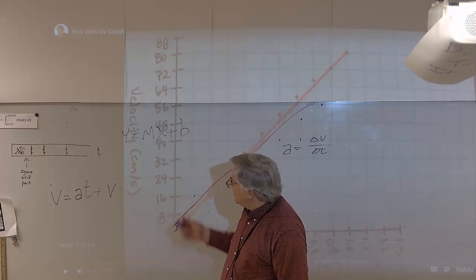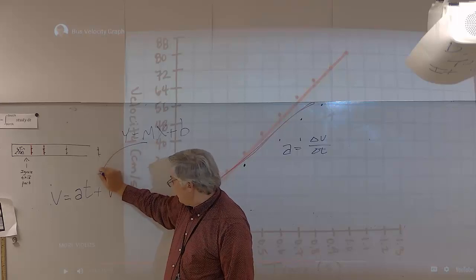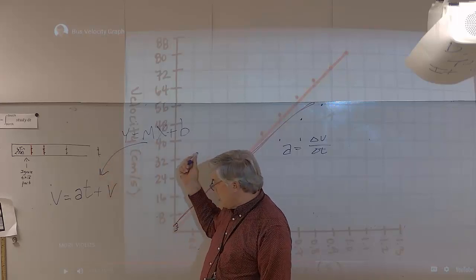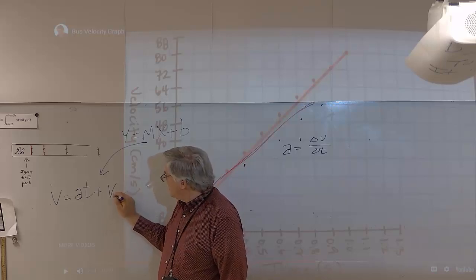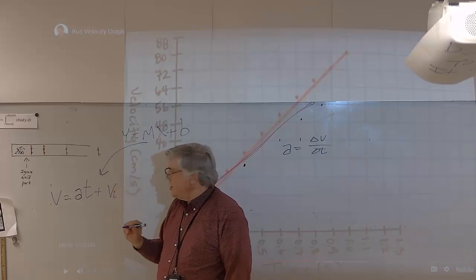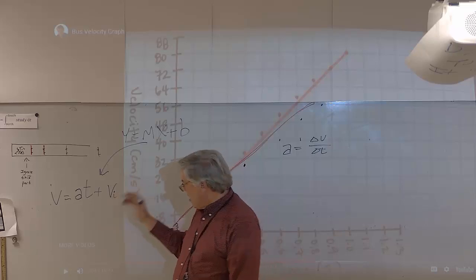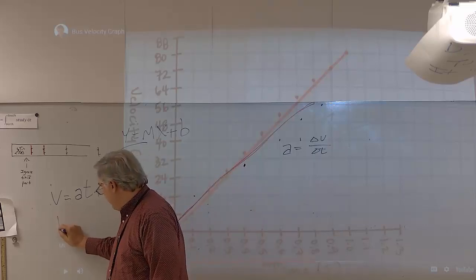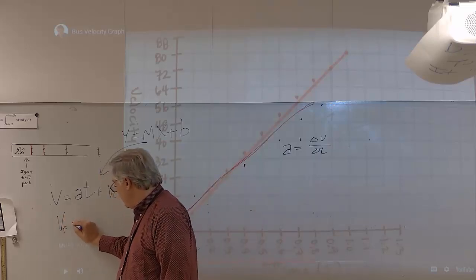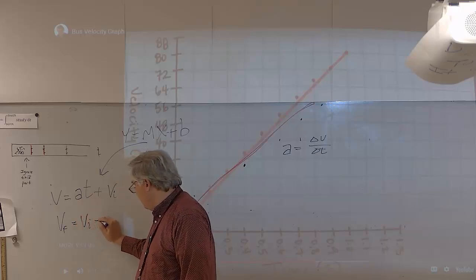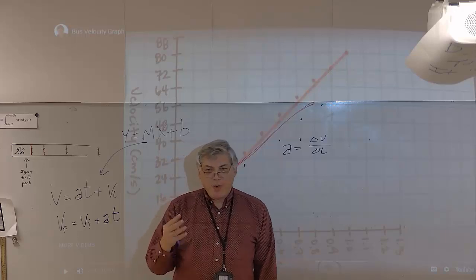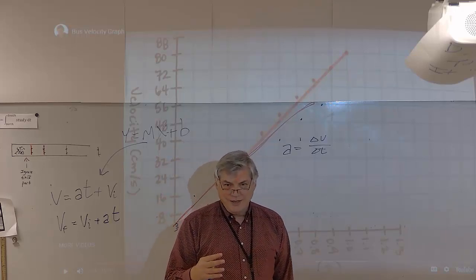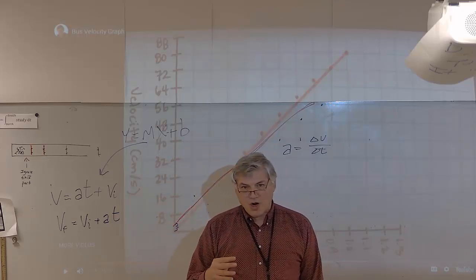Okay? So we've gone from a math y equals mx plus b slope-intercept form to this. Now, I'd already mentioned that this is the initial velocity. If I rearrange this, I end up with v final equals v initial plus a t. That's the fourth equation on page 14.